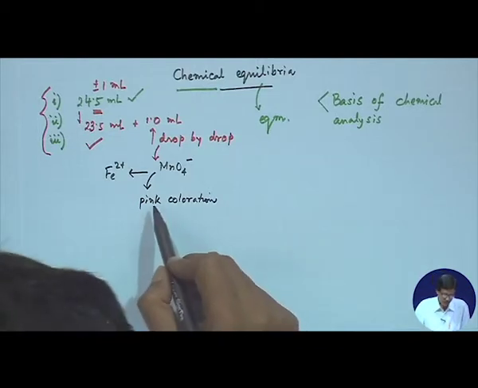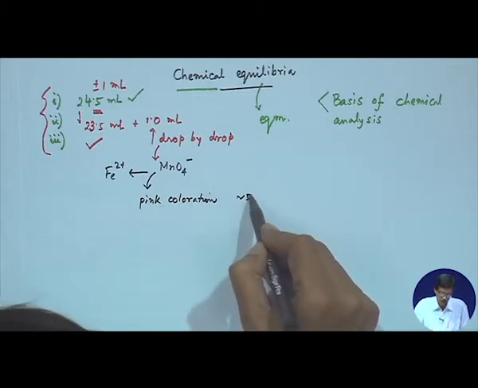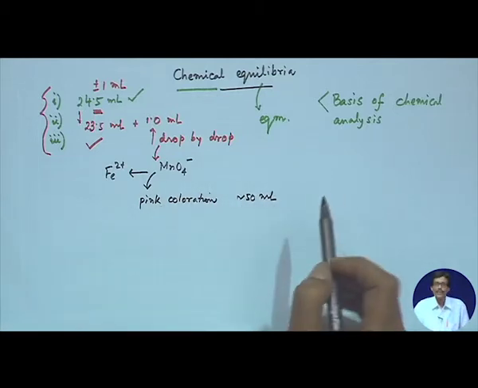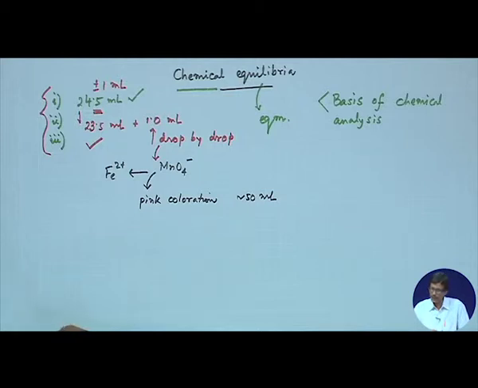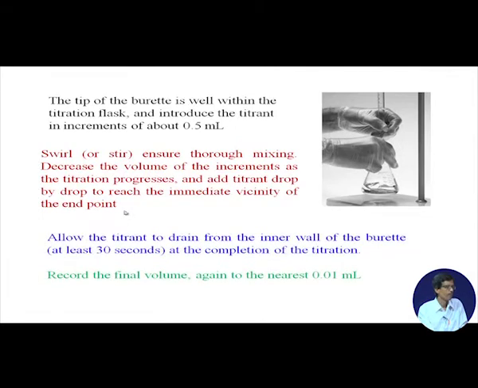So, when we have an extra 1 or 2 drops of the solution in a volume of about 50 milliliters, we can detect the end point of this particular titration nicely with our naked eyes. That is why we say drop by drop addition as you reach the end point for this titration. Then allow it to drain from the inner wall of the burette for at least 30 seconds at the completion of the titration.